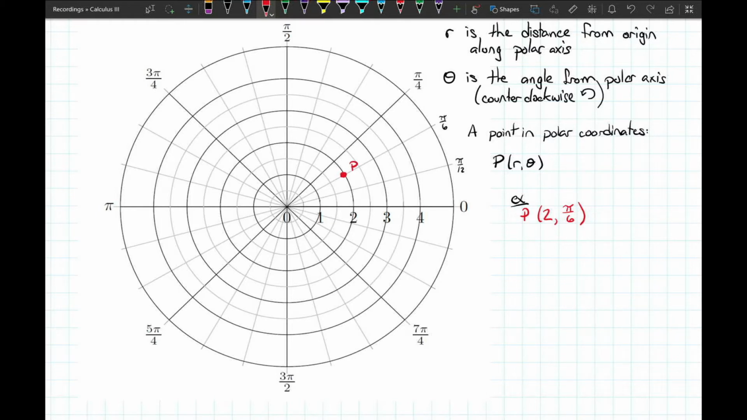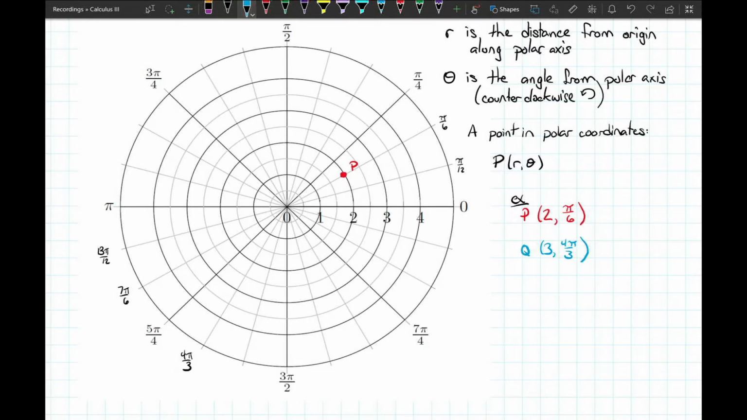But let's try point Q here. Q will be at the coordinates 3 comma 4 pi over 3. Now 4 pi over 3 is going to be a little bit beyond 3 pi over 3, which is pi. So let's start counting up by pi over 12 from there. Pi is 12 pi over 12, and then we have 13 pi over 12, 14 pi over 12, which is 7 pi over 6, 15 pi over 12, which is 5 pi over 4, and 16 pi over 12, which is 4 pi over 3.